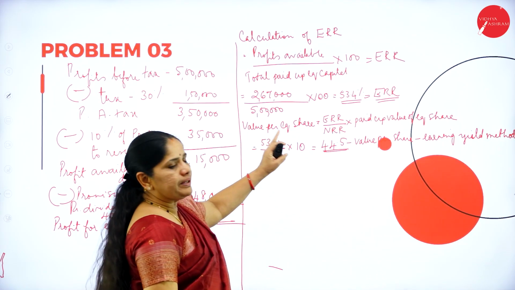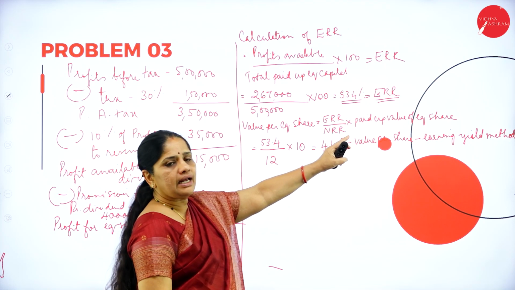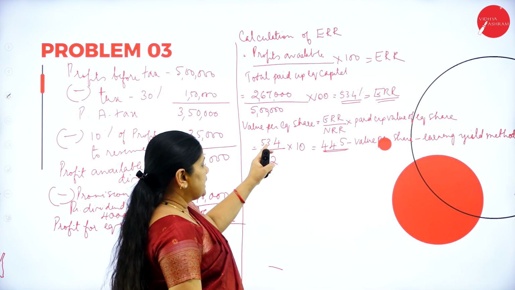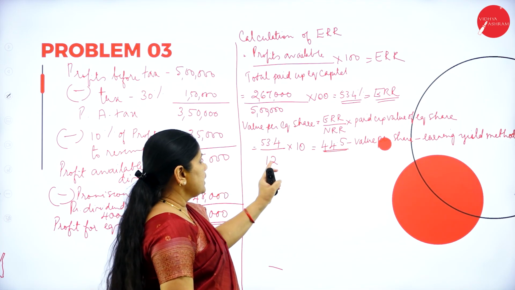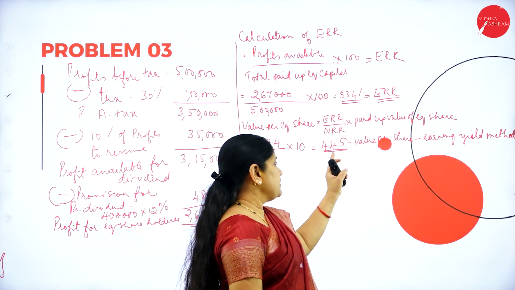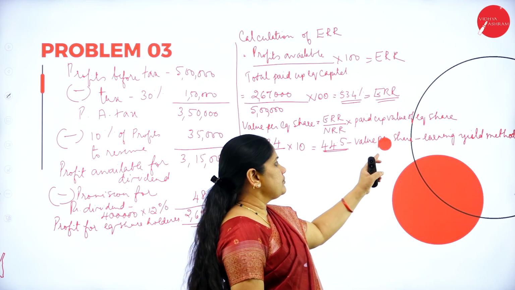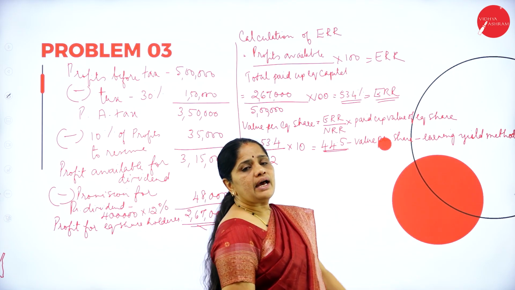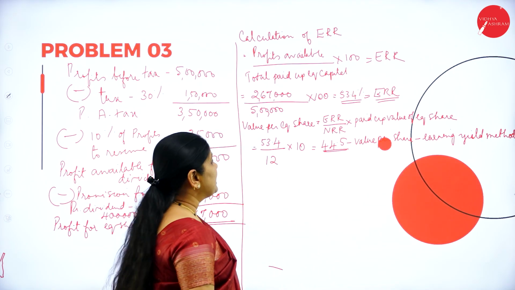So, the value per equity share is ERR by NRR into paid up value. So, ERR is 53.4 divided by NRR is 12 into 10. So, when we simplify this, I get 44.5. This is the value per share as per the earning yield method.